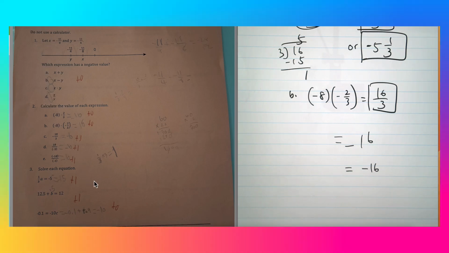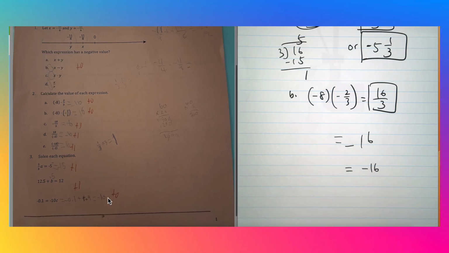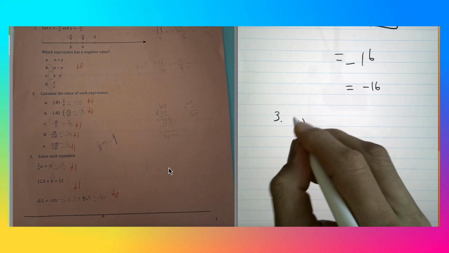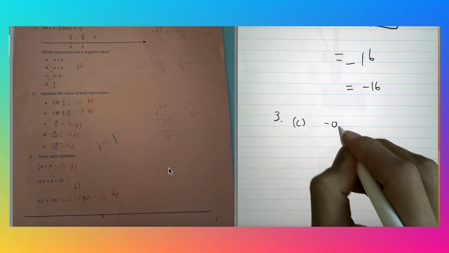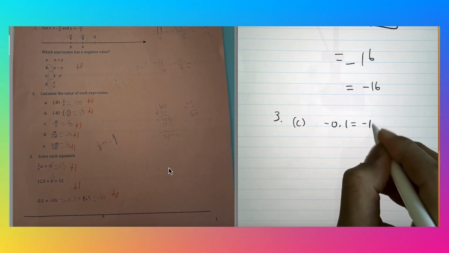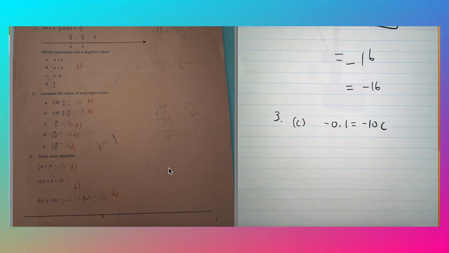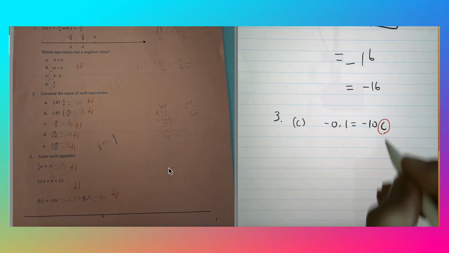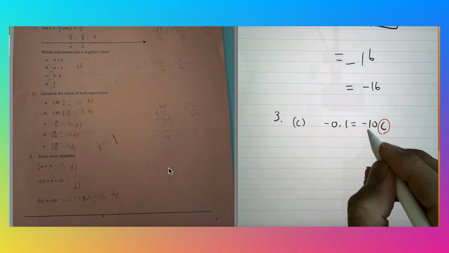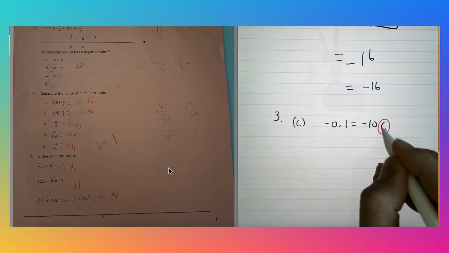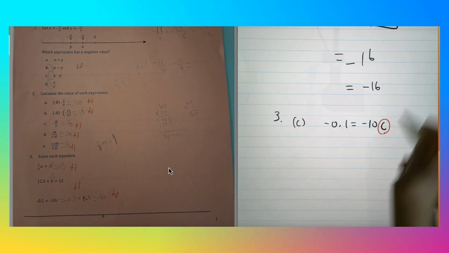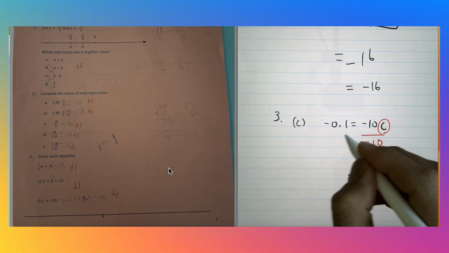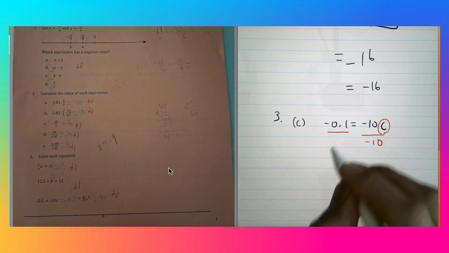Right, everything else is good except for number 3, the last one. I'm going to call it C then. Negative 0.1 equals negative 10 C. All we need to do is leave C alone on the right side, and negative 10 is multiplied with C. To reverse that, you have to divide. Multiplication and division are like the opposite of each other.